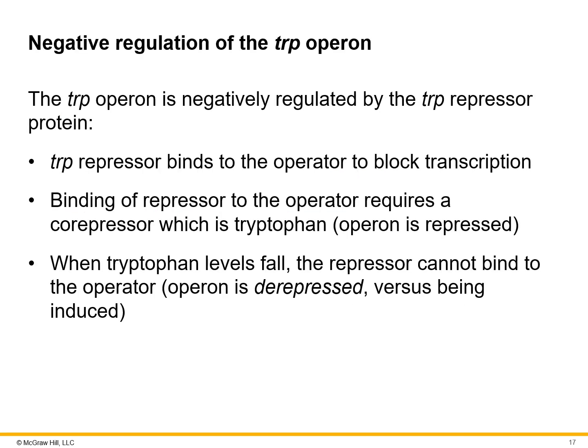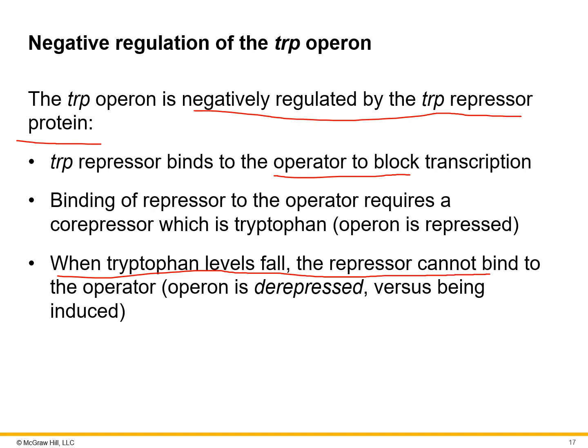So it's negatively regulated by the trp repressor protein. And the trp repressor protein is going to, much like the lac repressor, bind to an operator and prevent transcription from taking place. Now, if tryptophan levels are low, tryptophan is not binding to the repressor protein, and therefore the repressor is unable to bind to the operator. And this is because the repressor itself requires tryptophan in order to bind, and you'll see that in just a moment.